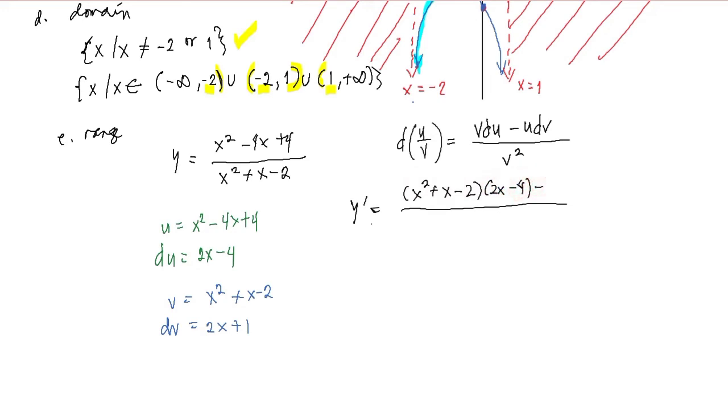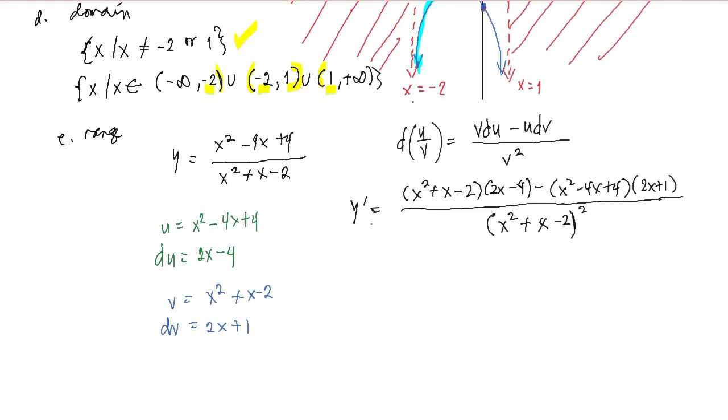And u dv, our u is x squared minus 4x plus 4, and the derivative of the denominator is 2x plus 1, and we have to take the square of the denominator, that is x squared plus x minus 2 squared. And challenge ito. So, gagawin natin.